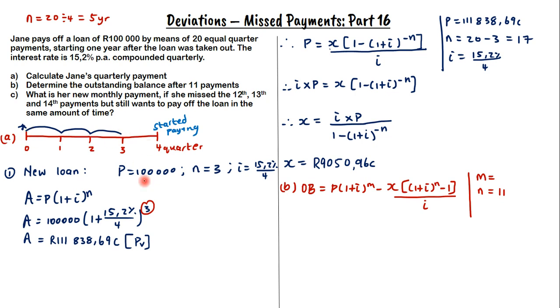Then you started a year after, which means that interest was already being charged, right? So it means this is 3. So 11 plus 3 gives me 14, right? And then now P is the loan, so it is 111,838.69, and then the interest doesn't change, 15.2% compounded quarterly.